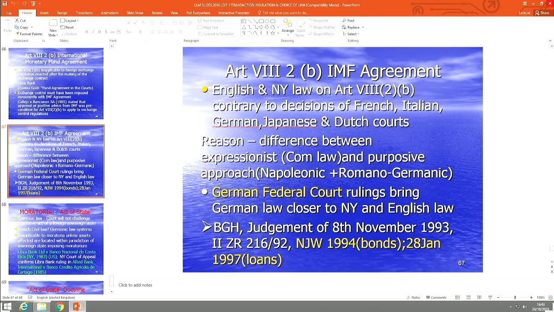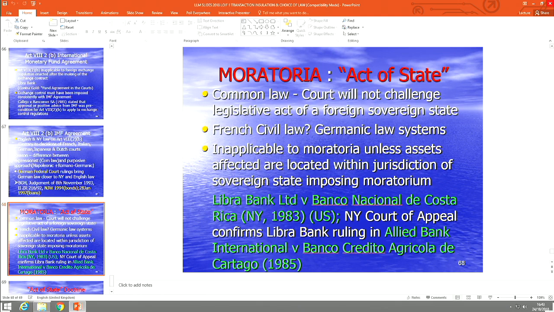Finally, we need to look at moratoria in the context of something called the act of state doctrine. Now, the act of state doctrine is a common law doctrine.